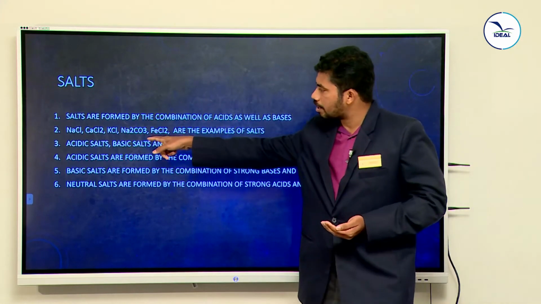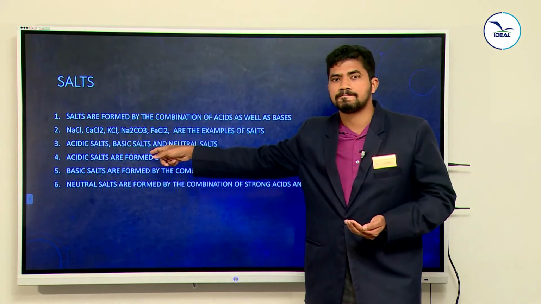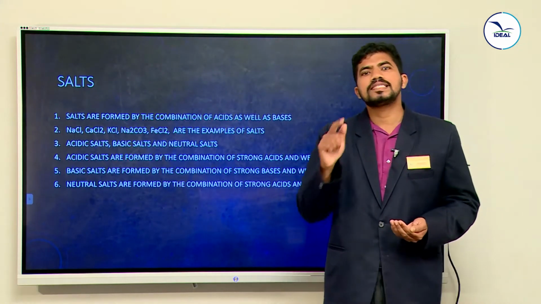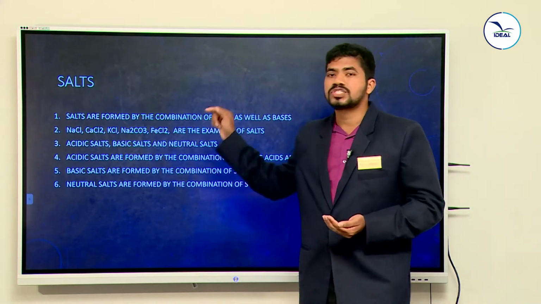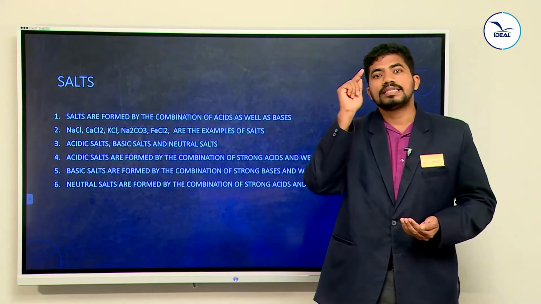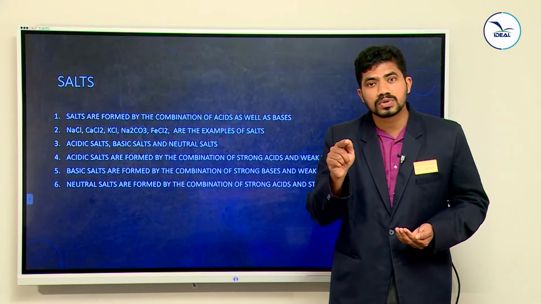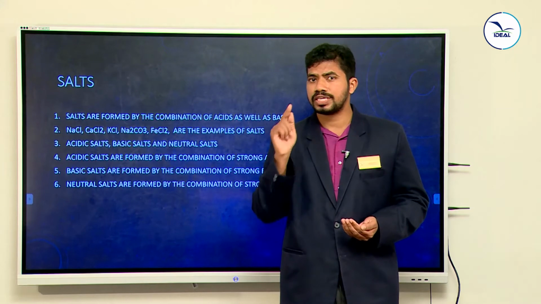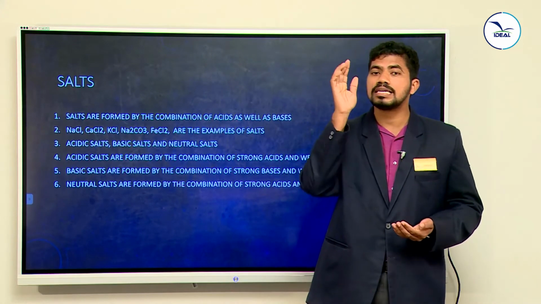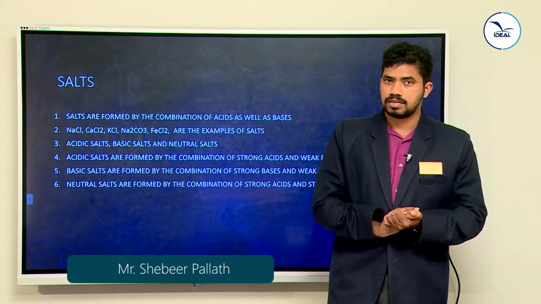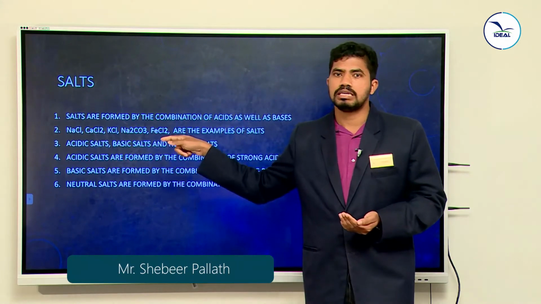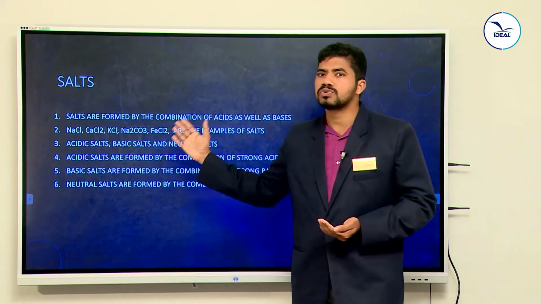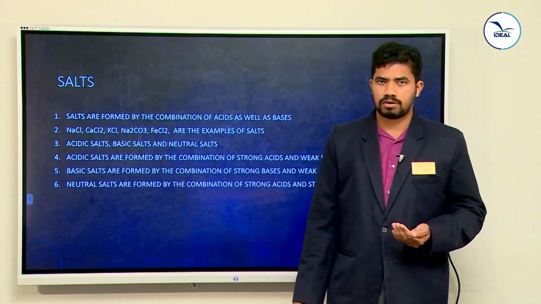But what about sodium carbonate? Can you see the sodium carbonate? It's a basic salt. Why is it a basic salt? Because sodium carbonate is a salt of sodium hydroxide and carbonic acid. I already told you carbonic acid is a weak acid, but sodium hydroxide is a strong base. So this salt, Na2CO3, is a basic salt. Dear students, please listen: this Na2CO3 is a basic salt.